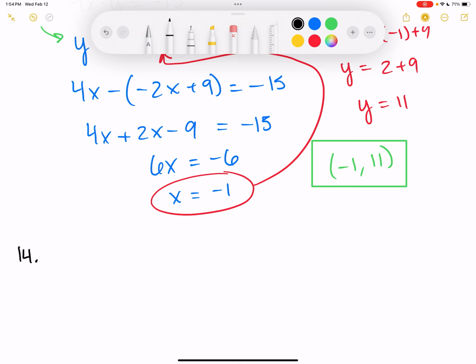Number 14. 5x plus 4y equals 32, and 9x minus y equals 33. So I'll ask again with this one, what's different? None of them are solved where it's set. And what else is different? One of them has a 4y.